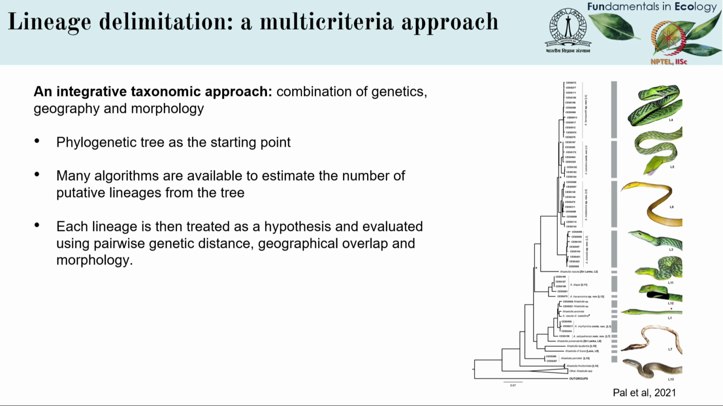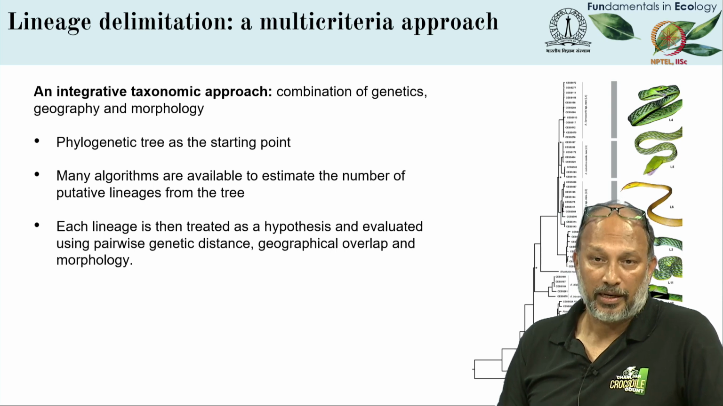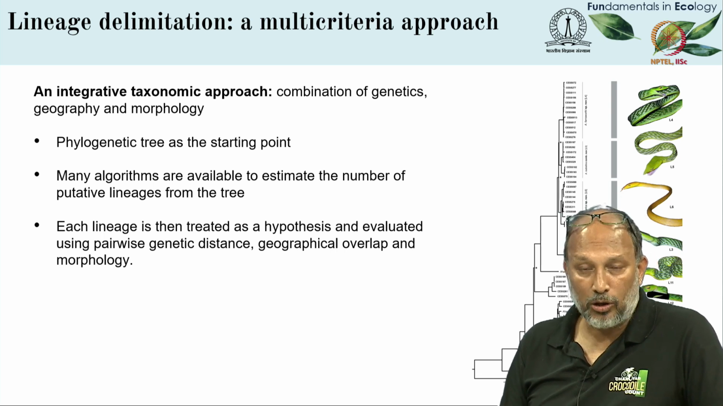We should then use each lineage, as de Quiros in fact suggests, as a hypothesis, in the sense that we say this lineage may or may not be a species, and then we can evaluate them using a set of criteria which can include genetic distance, how far apart they are genetically given the molecular markers that we have data on, and what's the degree of geographical overlap. In many taxa, geographical barriers can serve as important signals for an evolutionary process, and of course there are taxa in which morphological divergence also occurs.